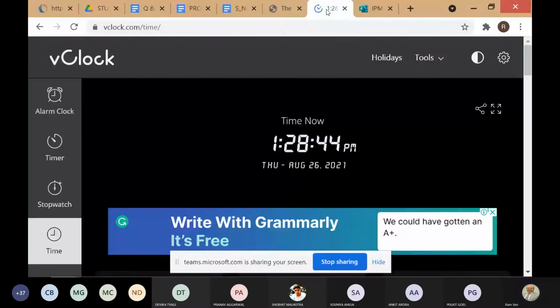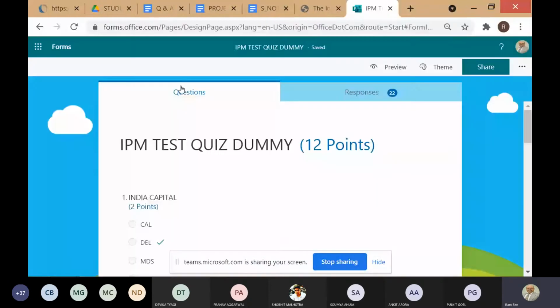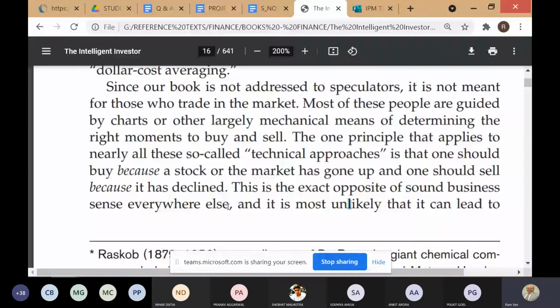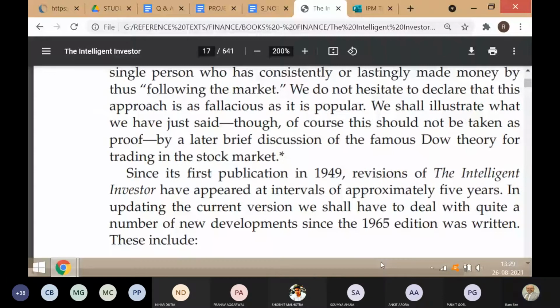Somewhere else. Okay, so let's go to this. All right, so page 19. Let's look at page 19. Now this is done. He's talking about Dow theory. Dow theory is a technical theory.